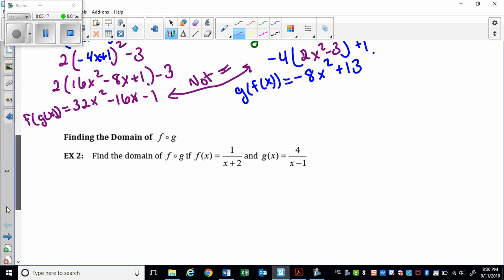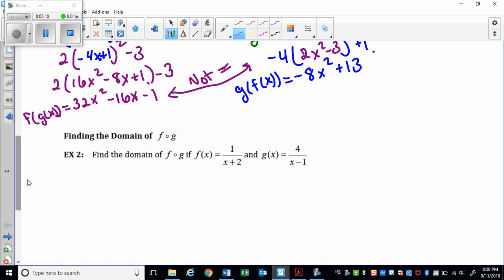Okay. So let's look at the domain. To find the domain of f of g, okay, so let's try to find our, I'm going to substitute it in, and we're trying to find f of g. So I'm going to take g, and I'm going to substitute that in for my x values.